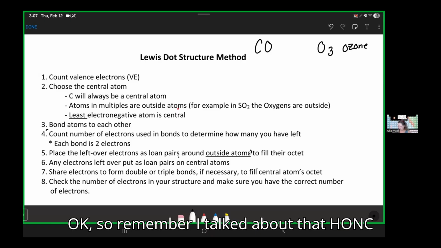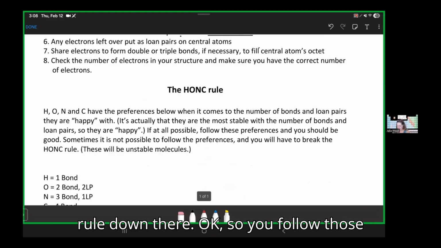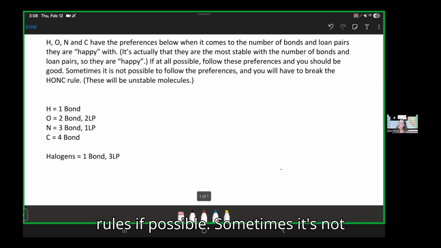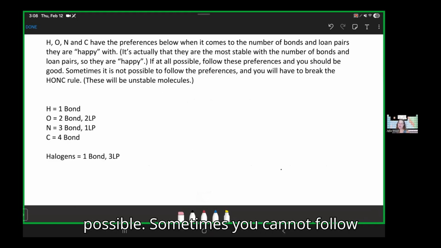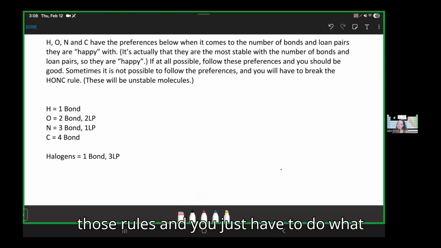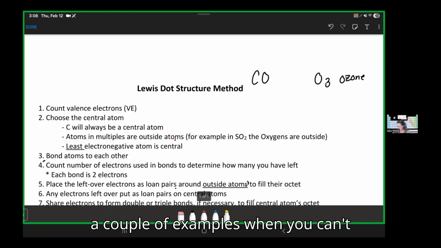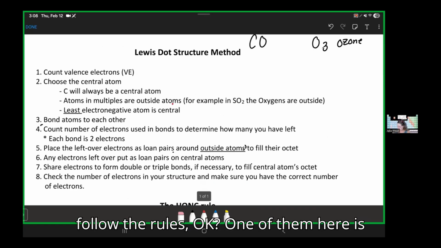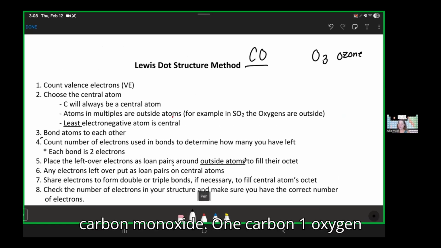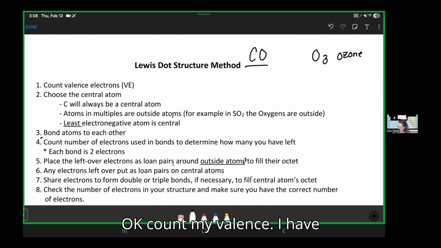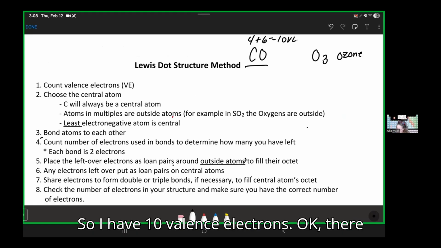Remember I talked about that HONC rule down there? So you follow those rules if possible. Sometimes it's not possible. Sometimes you cannot follow those rules and you just have to do what you have to do. So I'm going to do a couple of examples when you can't follow the rules. One of them here is carbon monoxide, 1 carbon, 1 oxygen. Count my valence. I have 4 for carbon, 6 for oxygen. So I have 10 valence electrons.